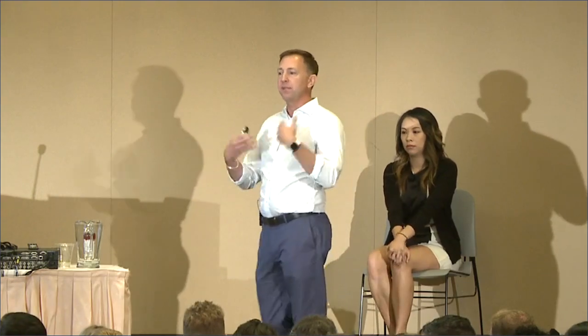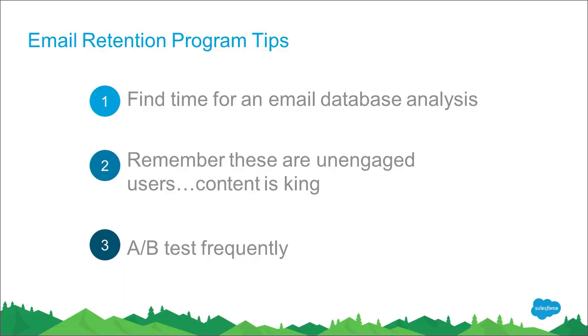The takeaways to do something like this: find time to step back and do an email database analysis, just to see what's going on with your users. And then remember they're unengaged, so content is king in this. And even better, they're also brand aware. So use them as an A/B testing group, because you can put stuff in front of some unengaged users to see how they respond before you put it into the full market with the brand aware users.